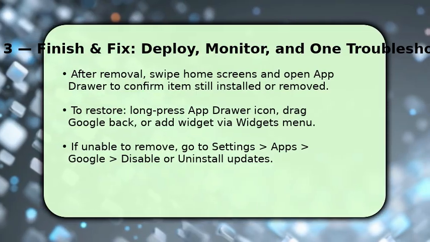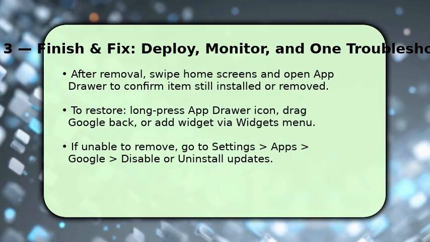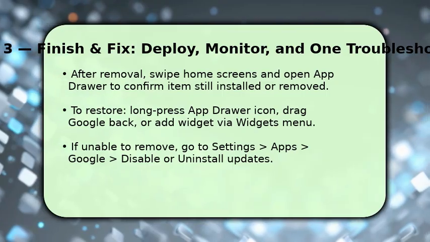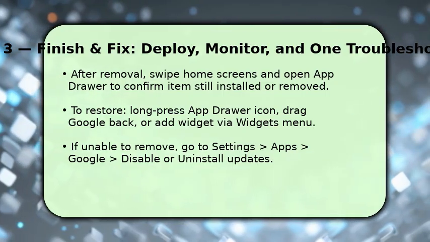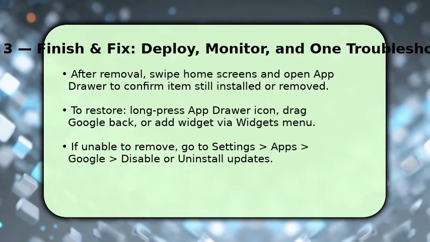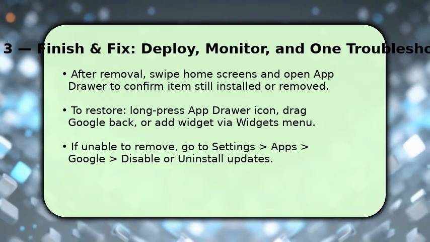If the item resists removal, go to Settings, Apps, Google, then disable or uninstall updates. This often restores the remove option. One tip: reboot after changing app settings if the home launcher behaves oddly.